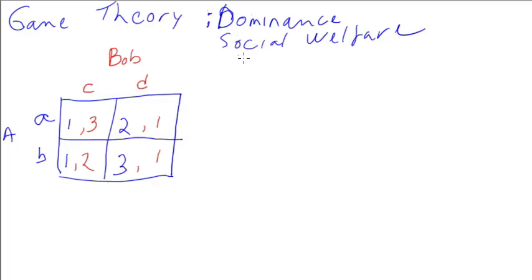Okay, two more solution strategies, dominance and social welfare. Let's talk first about dominance. An agent can have a dominant strategy. That's what we call it. Basically, in this example here, look at Bob. So you call it a dominant strategy. That means that the agent wants to take that action regardless of what the other guy does.